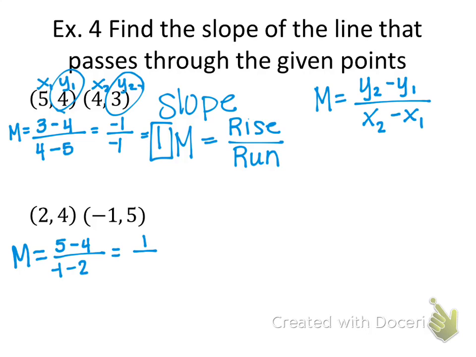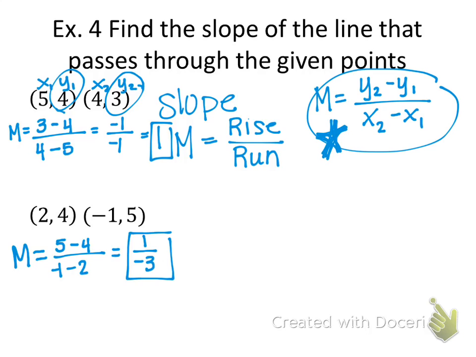5 minus 4 is 1. Negative 1 minus 2 is what? Negative 3. Can I simplify this fraction at all? Nope. So this is my slope. I would go up 1 and then towards the negative side 3. Okay?